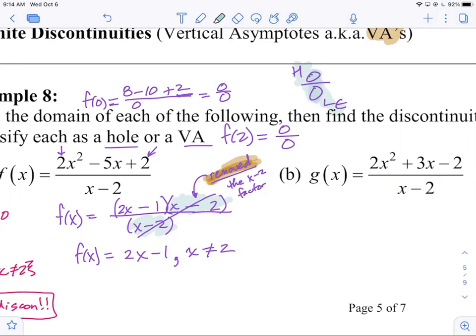So those are the 2 ways to determine if a value that's not in the domain because it causes 0 in the bottom, and therefore is a discontinuity, is a hole. What are the 2 ways? Factor and remove it, divide it out, or plug it in and get what? 0 over 0. Those are the 2 ways. Factor and remove it, or plug it in and get 0 over 0. That's how we know it's a hole.